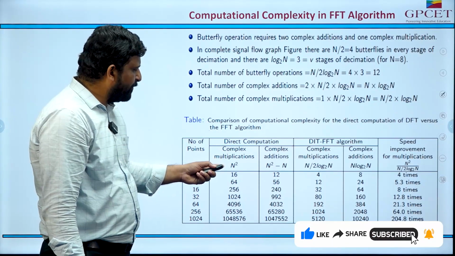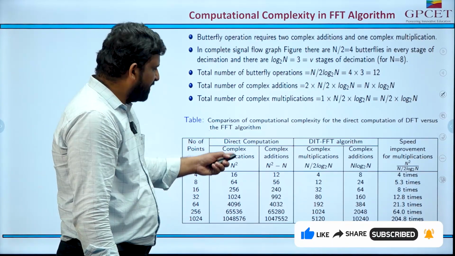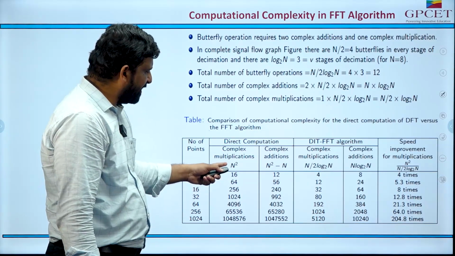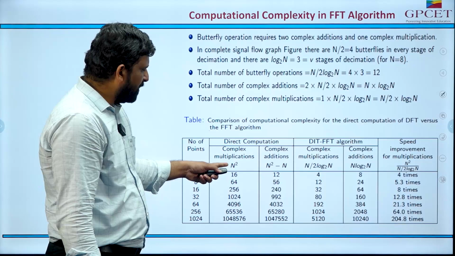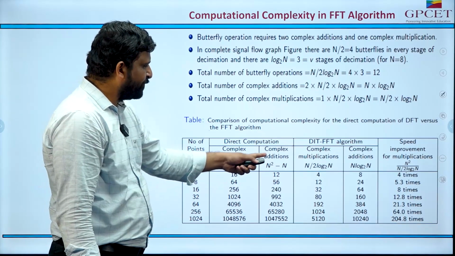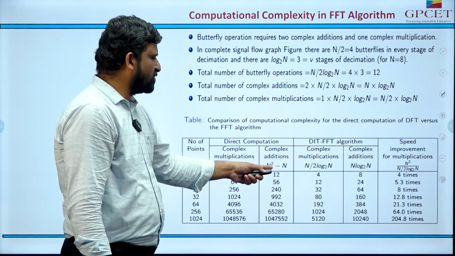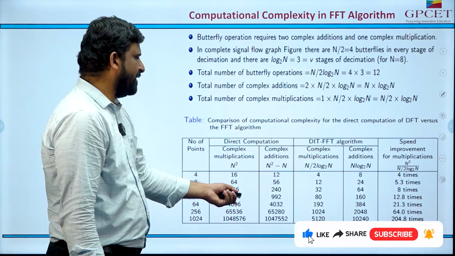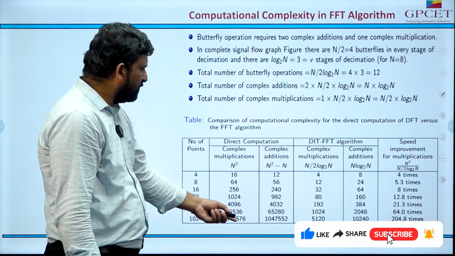What will be the direct computation? That means in the DFT, what does direct computation mean? We have already seen the equation: the number of complex multiplications is n square, and complex additions is n square minus n. If we do that in the direct computation, these are the values we are going to get.